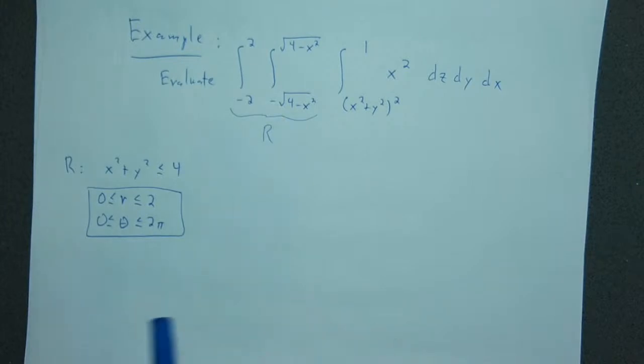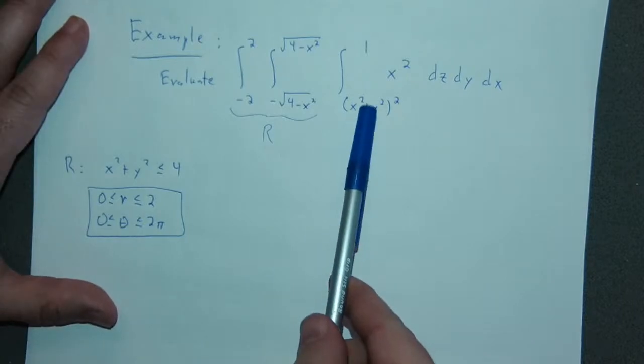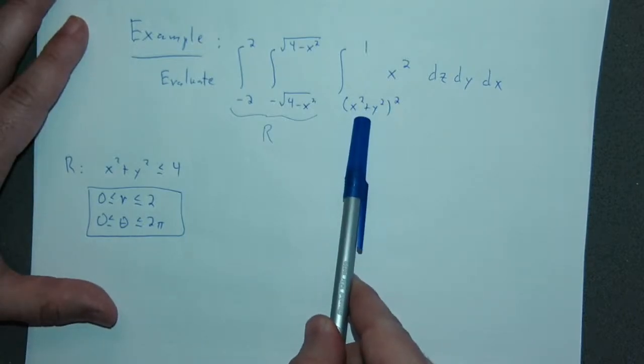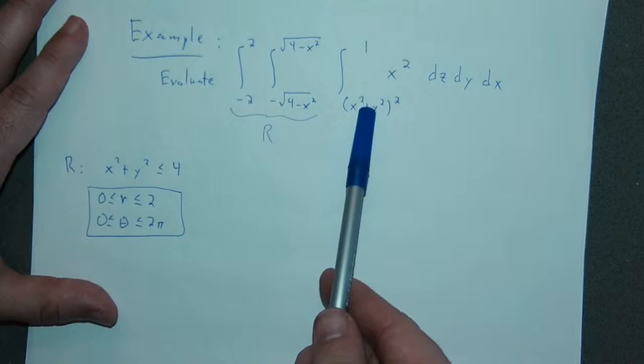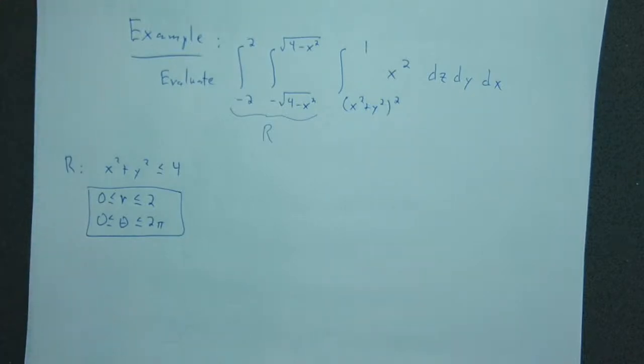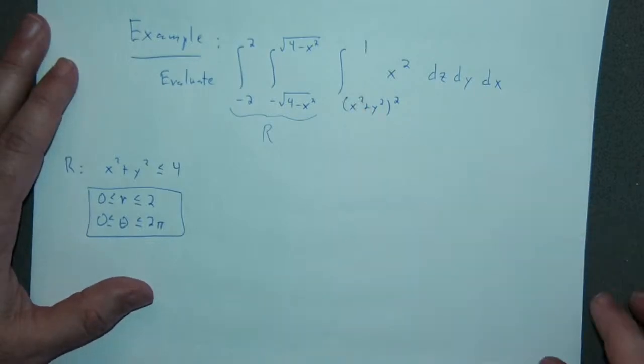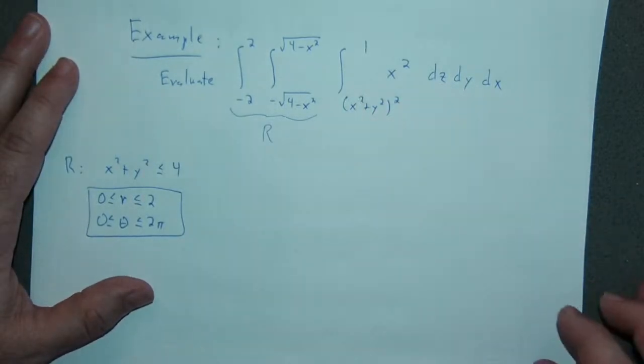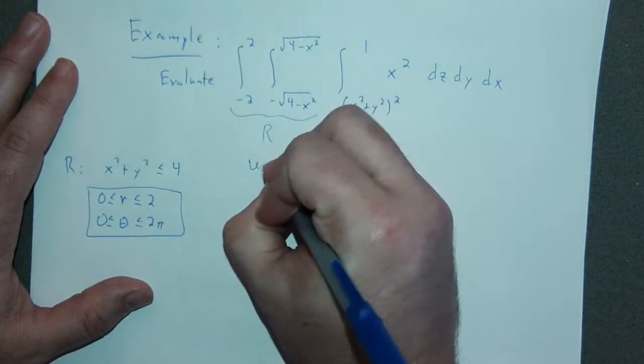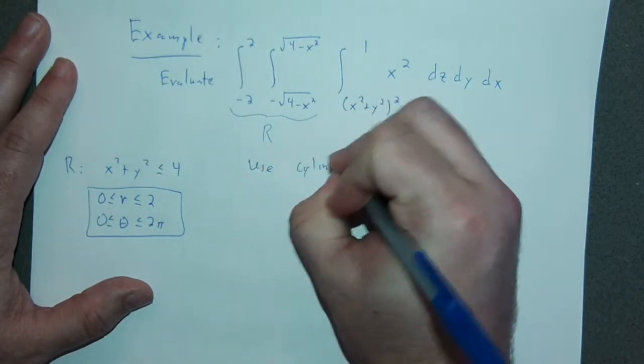So this is the hint to say, oh, in polar coordinates, this becomes a lot nicer. And in fact, in polar coordinates, what does this expression become? x squared plus y squared is r squared, so this is just r squared squared, or r to the 4th. This is much, much nicer in polar coordinates. And that's what tells you that you should use cylindrical coordinates for this triple integral. All right, so let's do that. Let's rewrite this using cylindrical coordinates.